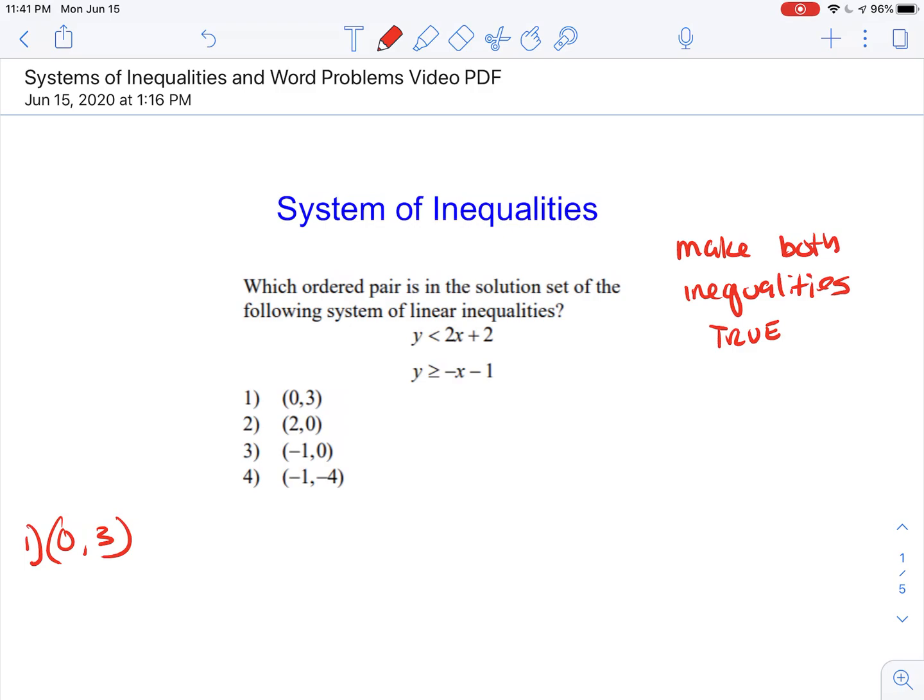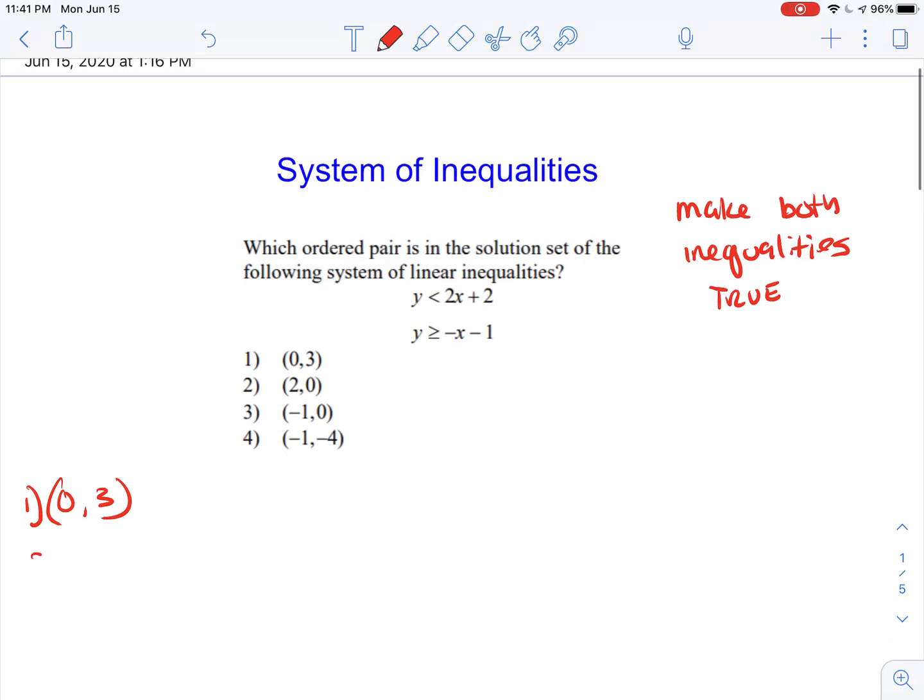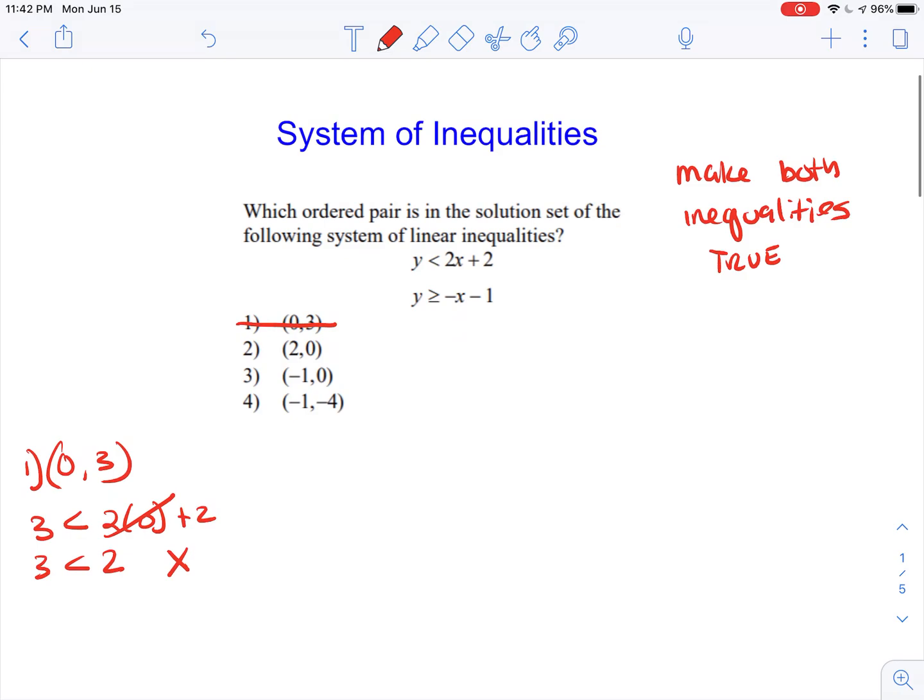If we plug this into the first inequality, we get 3, which is my y value, is less than 2 times 0 plus 2. 2 times 0 is 0, so we get 3 is less than 2. We know that is a false statement. So since it is a false statement, we don't even need to test the second one, because immediately we know that this is not a possibility.